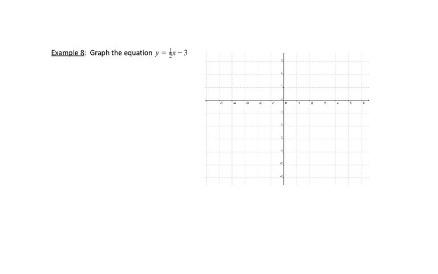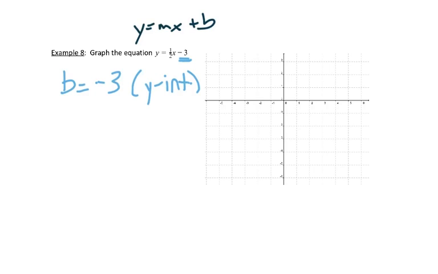We'll pick up here where we left off in the last one with example 8. So again, this is in the right format. Y is by itself. Y equals mx plus b. So we always start with the b. B here is -3. Negative because of the minus in front of it. This is our Y-intercept. So we start by putting a dot right here at -3 on the y-axis.